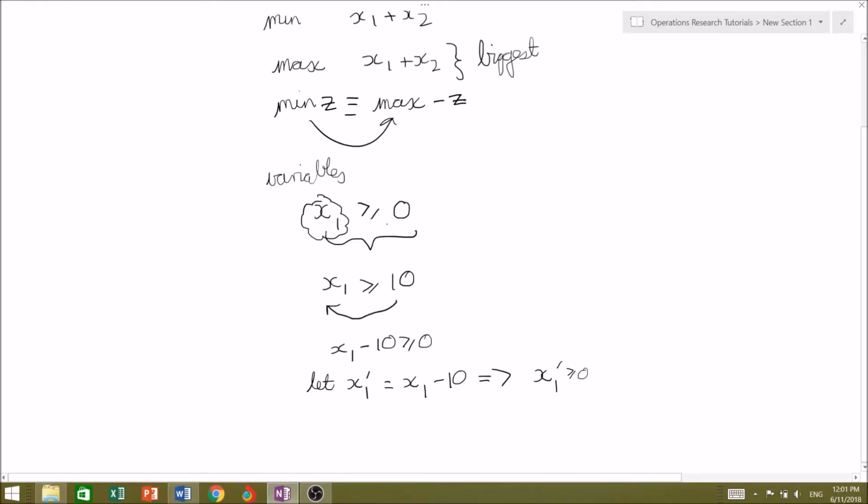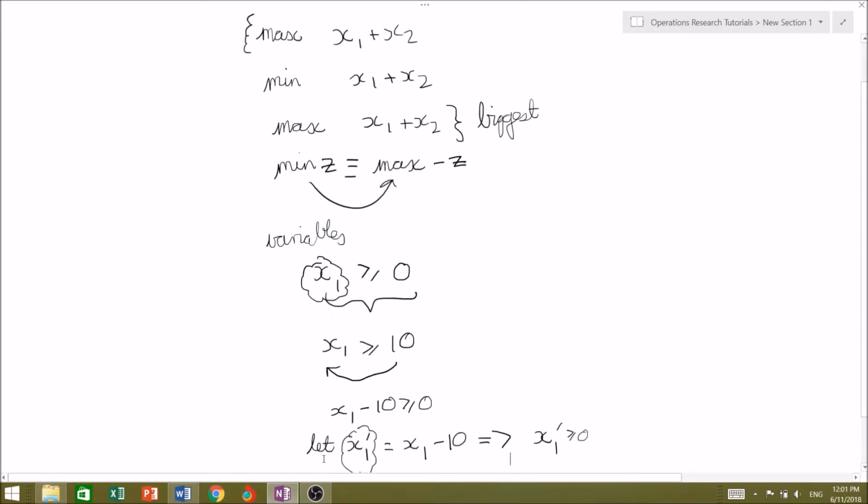You'll often see it in an example where it will state x1 is greater than or equal to 10. And then all you simply do is you bring the 10 over to the left hand side, and then you use a substitution. You can call it anything you want, but I like to call it x1 prime. And you set that equal to x1 minus 10, and then you can have your model in the form of x1 prime being greater than or equal to 0.